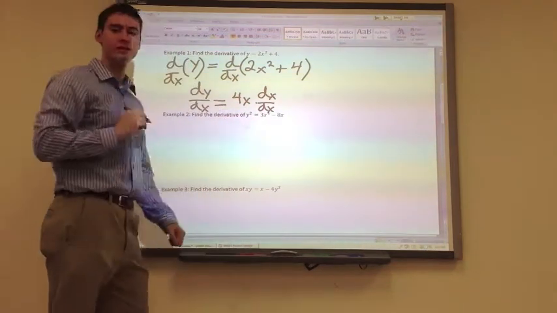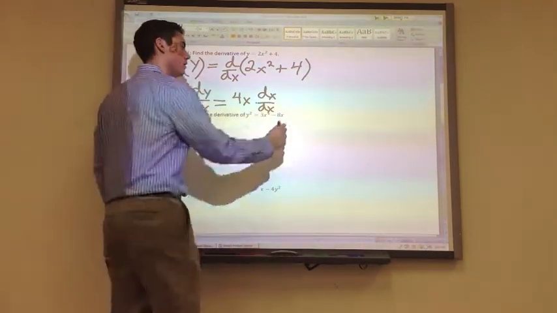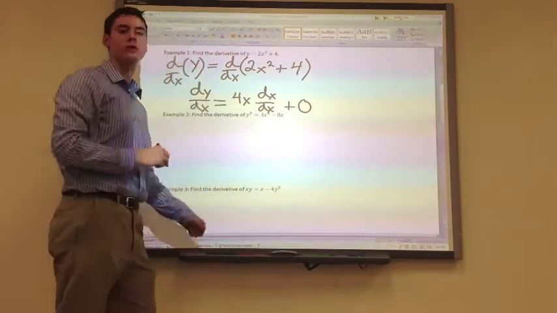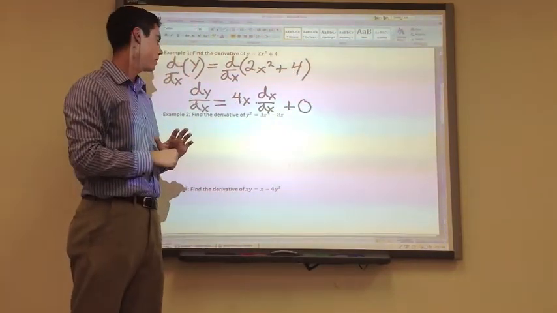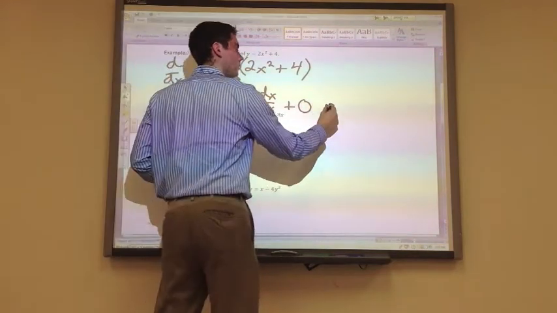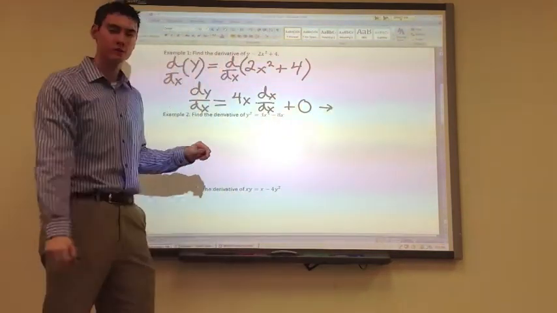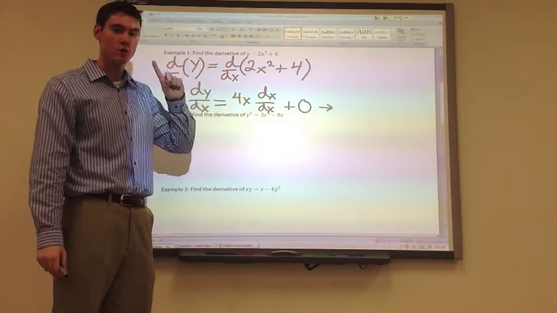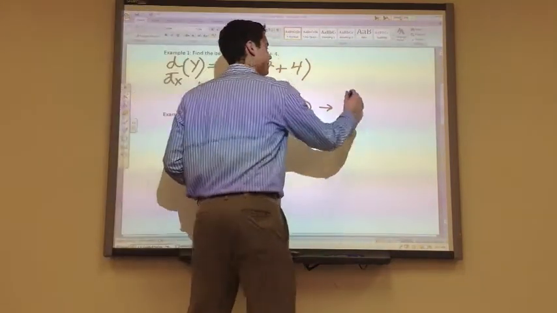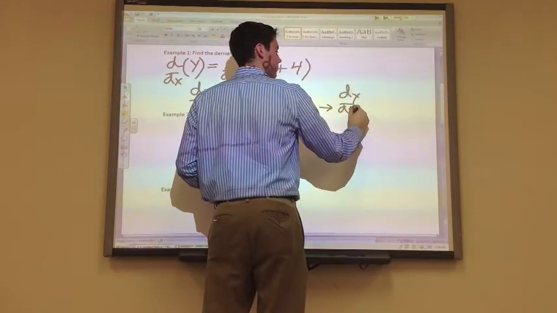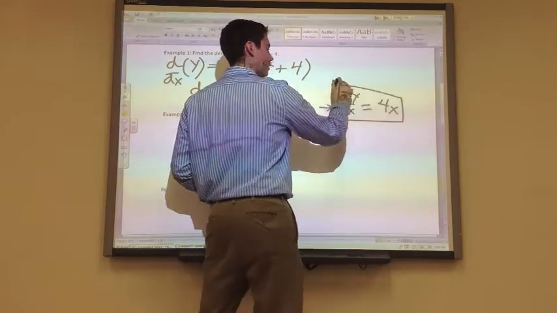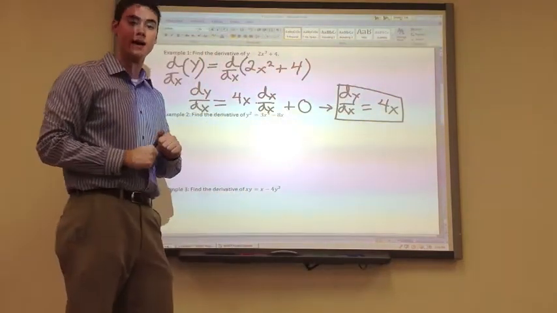is dx over dx, a change in x over a change in x, and then that is plus 0, because the plus 4, the derivative of a constant, is 0. Notice, we've never written it before, and the reason why we've never written it is because dx over dx simplifies to 1. So dy dx is equal to 4x, which is exactly what we've been doing in the past.